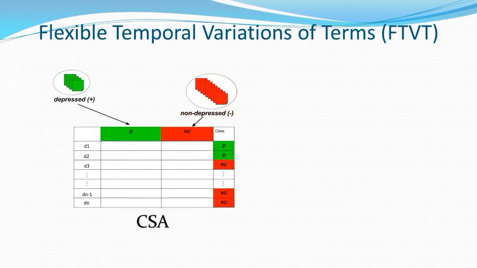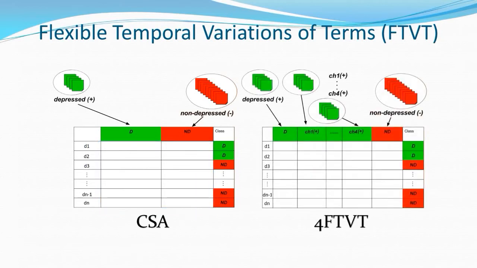Our flexible TVT extended CSA by considering the positive class as composed not only by full documents as in standard classification, but also by partial documents provided at different chunks. It's worth mentioning that the number of chunks must be specified in advance and may vary according to the needs. That's where the word flexible came from.